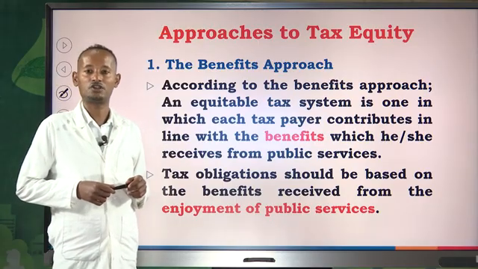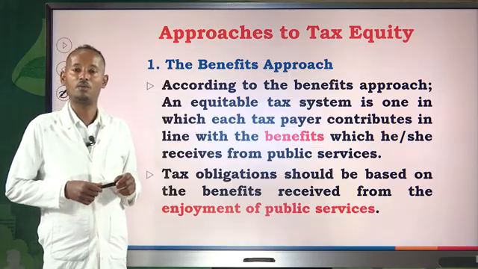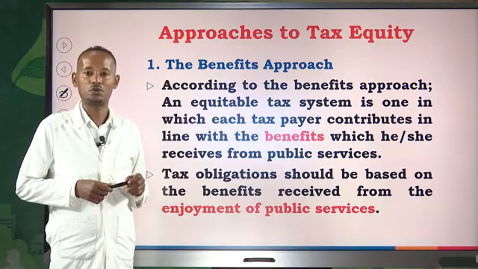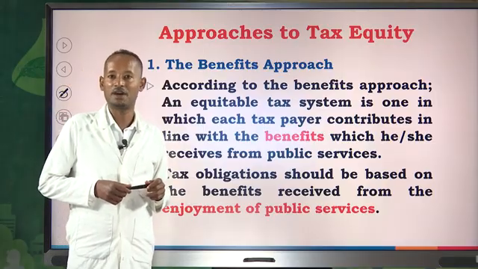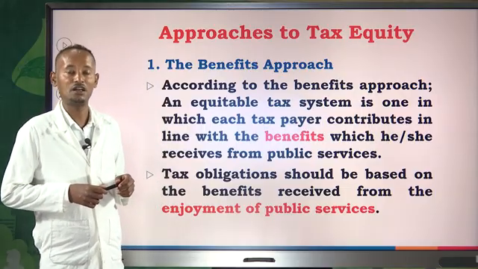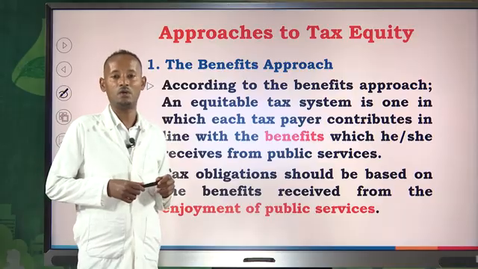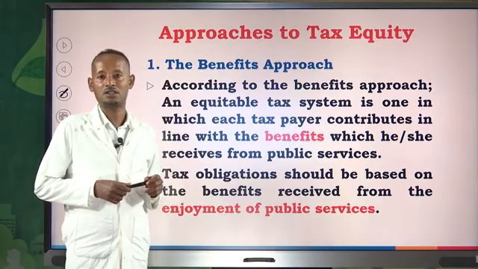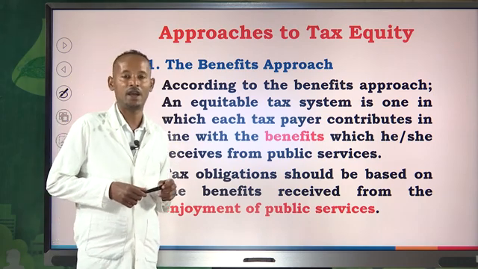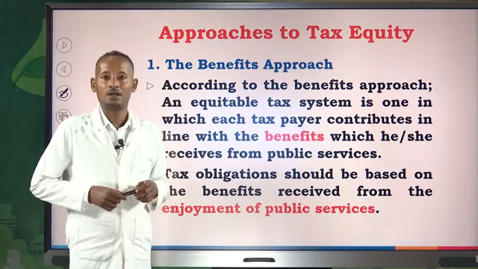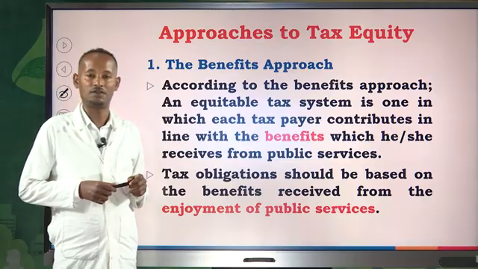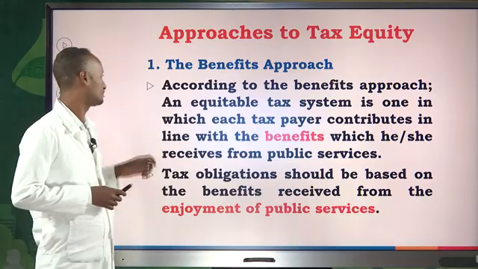According to the benefit approach, those individuals who use more public goods and services are expected to pay more taxes, and those who use less public goods and services are expected to pay less taxes. For example, an individual who mostly uses a highway is expected to pay more tax, and those individuals who use the highway less are expected to pay less taxes. Tax obligations should be based on the benefits received from the enjoyment of public services.